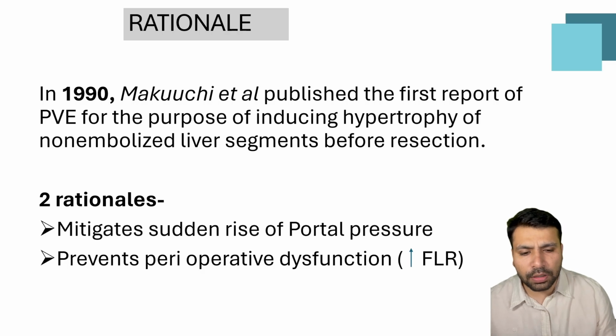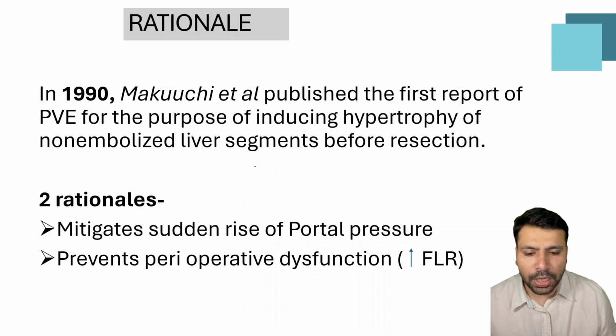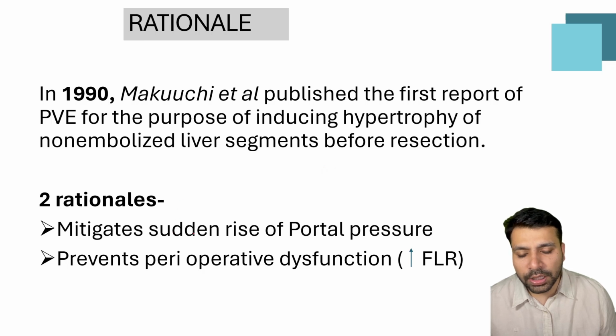So, the rationale. Why do we need to do this? I have already told you. Makuuchi published the first report of portal vein embolization for inducing hypertrophy of the non-embolized liver segments before resection. Why? Because it mitigates the sudden rise of portal pressure and prevents perioperative dysfunction, so it increases the FLR. These are the two rationales.